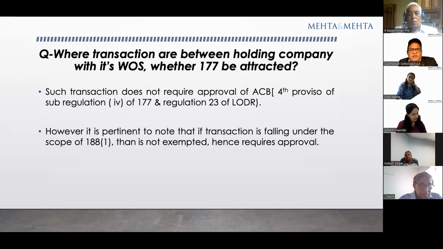Audit committee has to approve that modification or amendment, and it has to go to the board. The board has to approve that. It has to come back to the audit committee. Based on that, the audit committee has to give its omnibus approval.